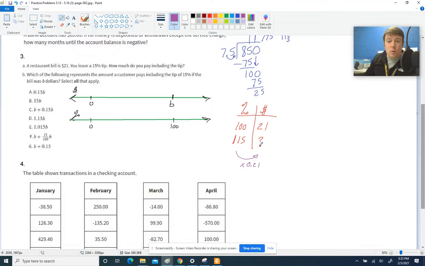So if I multiply 115 times 0.21, I get $24.15. So that's how much it would be, $24.15. That's how much it would be with the extra 15% added on. So that's your answer for this part right here, $24.15. All right. But for part B, it wants us to represent all of the ways that we could express that answer using expressions instead of just, hey, find the answer for me. Okay. So ways that we could have found this answer right here, which is 15% more, right?